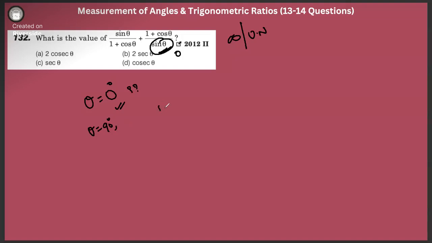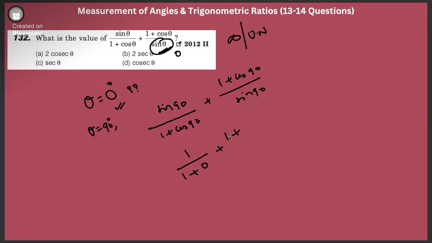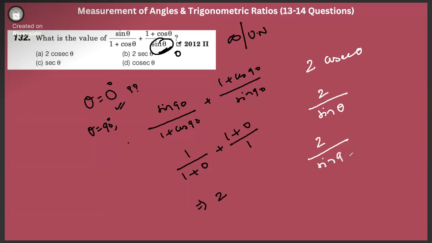The answer is yes. So sine 90 divided by 1 plus cos 90, plus 1 plus cos 90 divided by sine 90. Sine 90 is 1, cos 90 is 0, so 1 plus cos 90 is 1, plus 1 over 1. This will get us 2. Right? How can we find the value 2? Let's check the first option. The first option says twice of cosecant theta, which means 2 by sine theta. Okay, 2 by sine 90. Sine 90 is 1, which itself is 2.